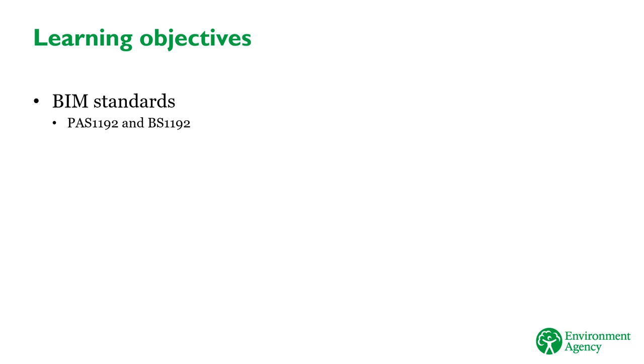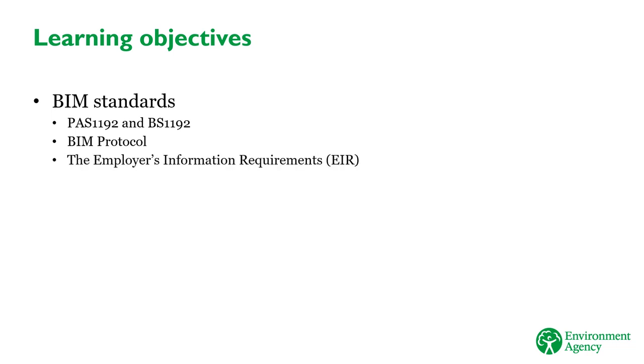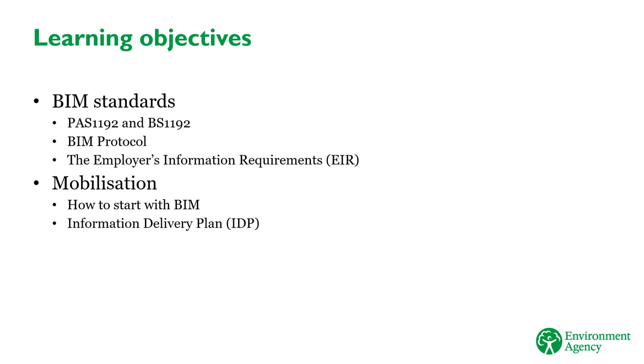PAS1192 and BS1192, the British standards that define what BIM means across the industry. The BIM Protocol, used to incorporate BIM in contracts, and the employer's information requirements, which contains the Environment Agency's minimum technical requirements for BIM. We'll look at mobilisation, or how to start a project to be BIM compliant. This will include an introduction to the tools we need to use to help us classify and manage data and information, the information delivery plan, and the common data environment.